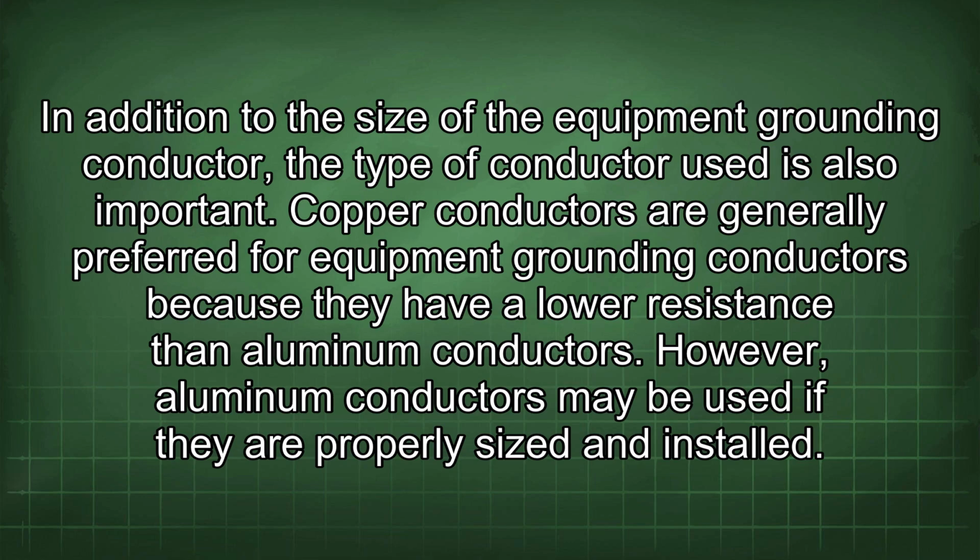In addition to the size of the equipment grounding conductor, the type of conductor used is also important. Copper conductors are generally preferred for equipment grounding conductors because they have a lower resistance than aluminum conductors. However, aluminum conductors may be used if they are properly sized and installed.